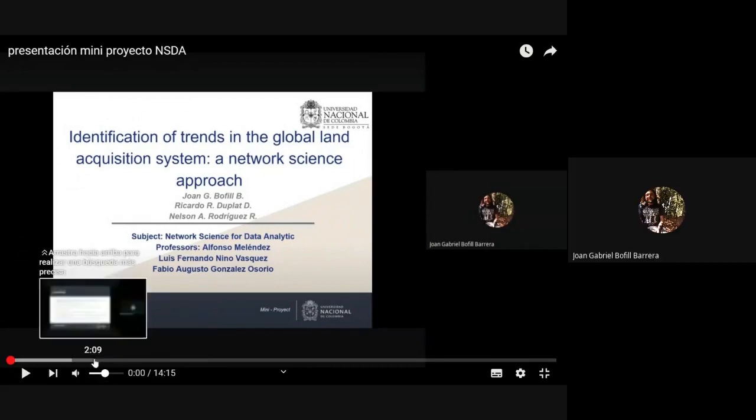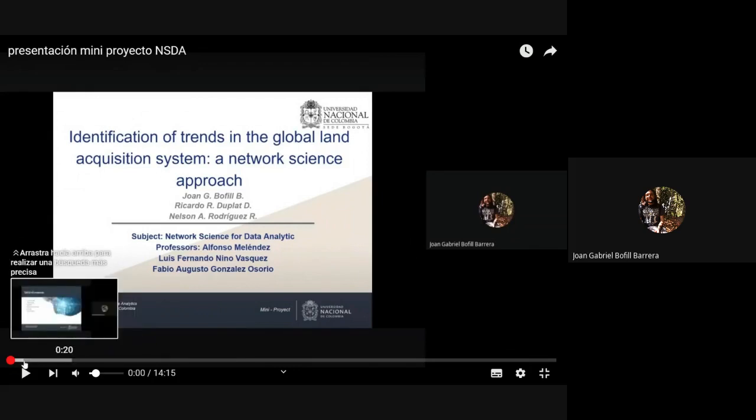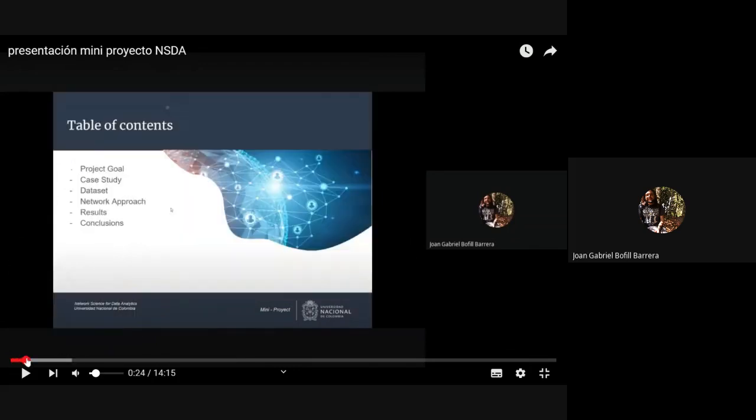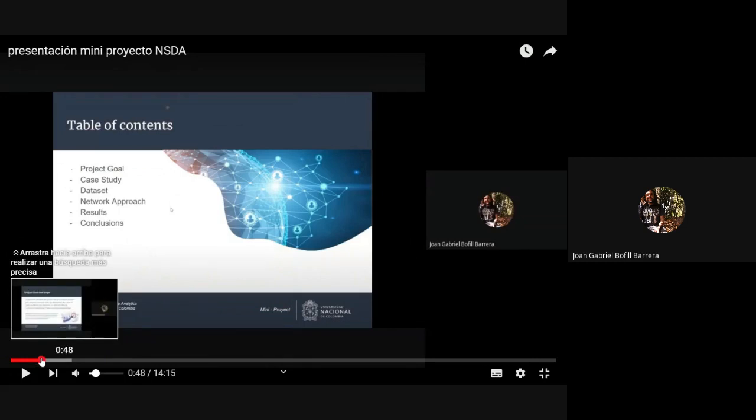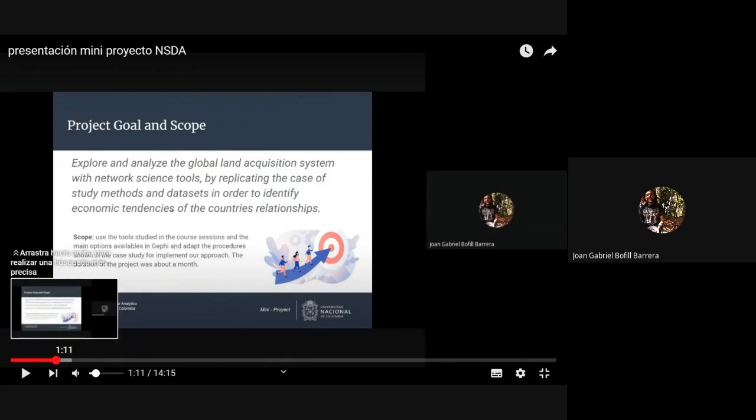So our subject was to analyze the land trade system with a network science approach. So if you want, you can. That's our goal: explore and analyze the global land acquisition system with network science tools by replicating the case study methods and data sets in order to identify economic tendencies in country relationships.